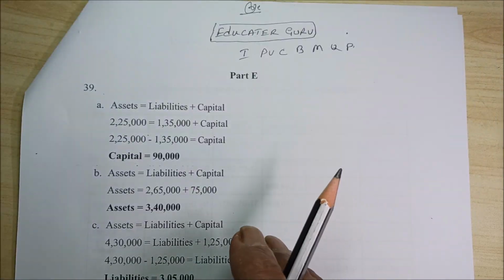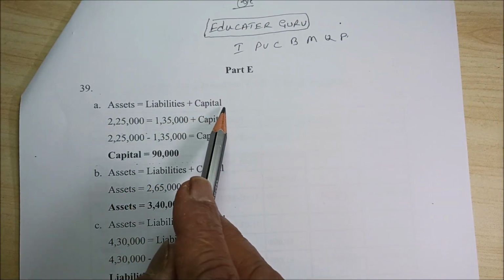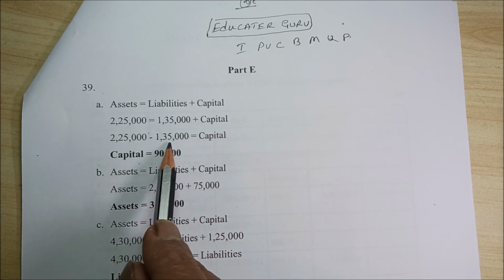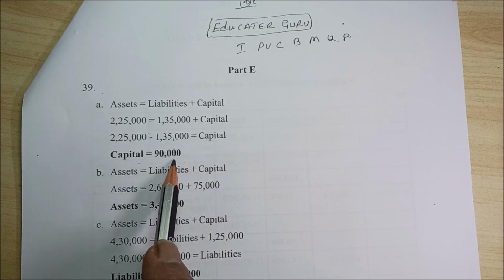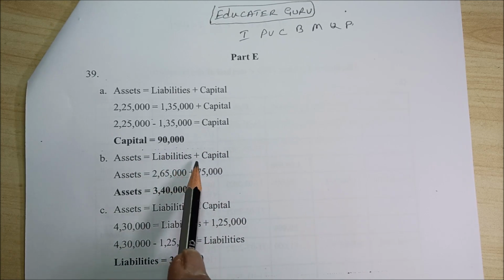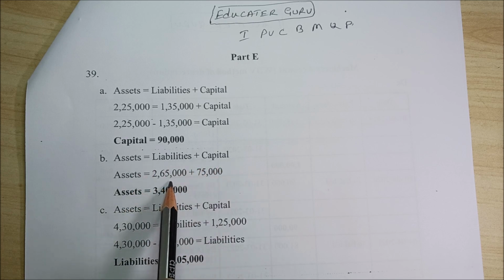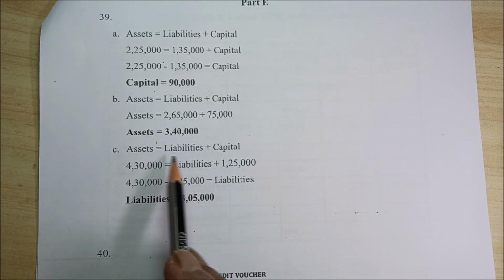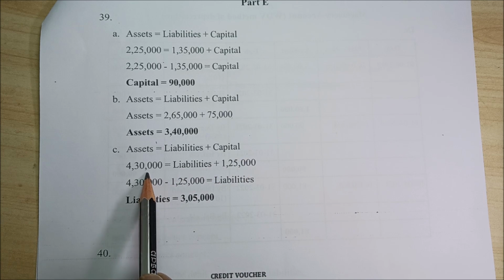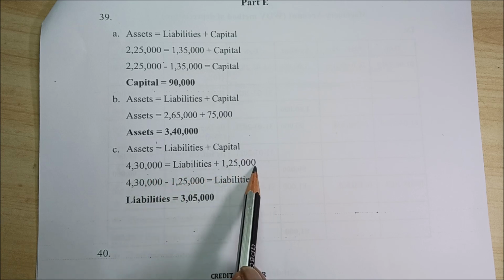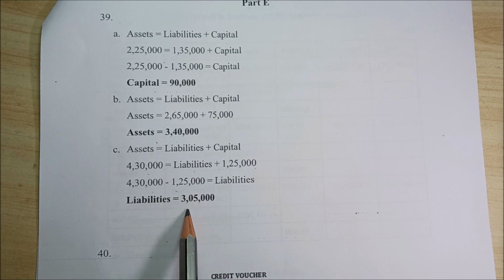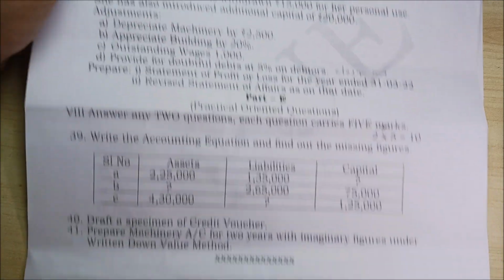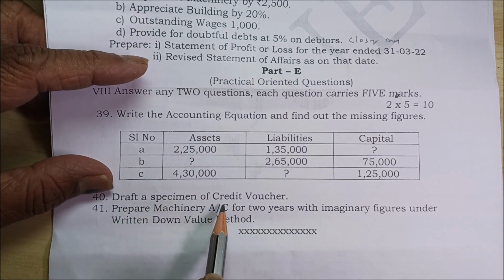So I have shown you that one. Assets is equal to liability plus capital, 2,25,000 is equal to 1,35,000 plus capital, 2,25,000 minus 1,35,000 is equal to capital. So capital is equal to how much? 90,000. Assets is equal to liability plus capital, assets is equal to 2,75,000 plus capital 75,000, therefore asset is 3,40,000. Assets is equal to liability plus capital, 4,30,000 is equal to liabilities plus 1,25,000, 4,30,000 minus 1,25,000, liabilities how much actually? 3,05,000, right.